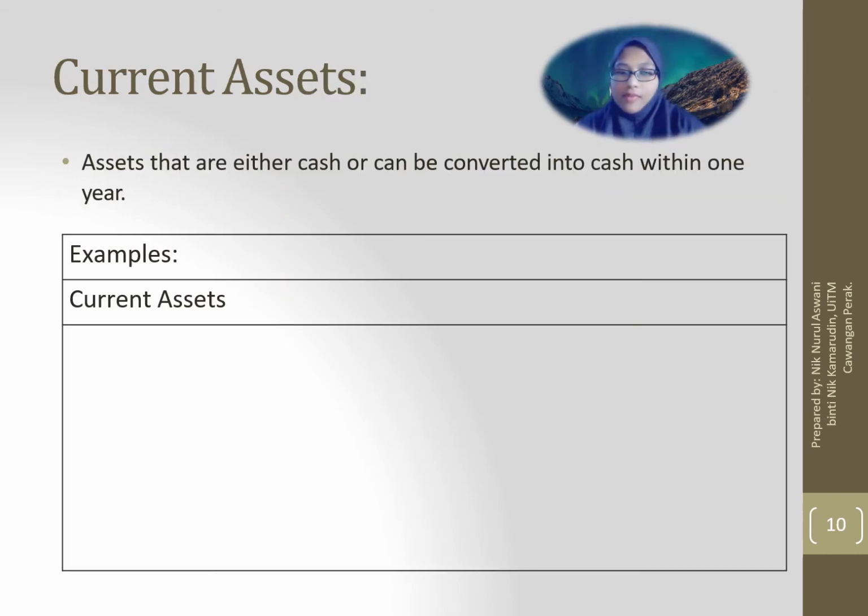What about current asset? Current assets are either cash or items that can be converted into cash within 1 year. I'm sure all of you understand. Cash could be cash in hand, it could be cash at bank. What about items that can be converted into cash within 1 year? What are the examples of items that can be converted into cash within 1 year?